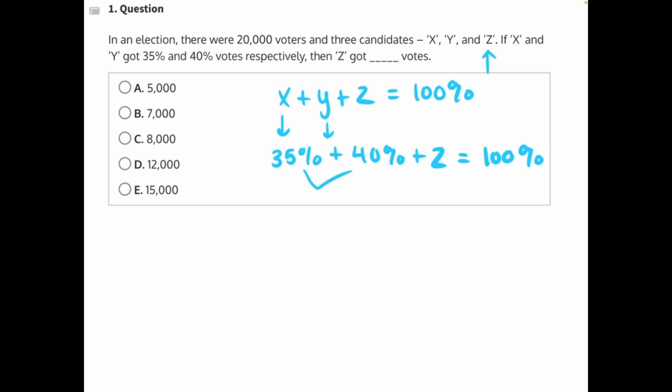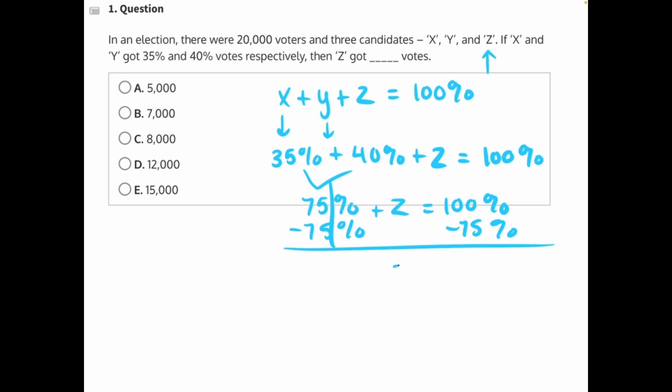35 plus 40 will give us 75%, plus Z is equal to 100%. Then we can do opposite operations and isolate Z. Subtract 75 from both sides, and we will get Z equals 25%. So 25% of our 20,000 voters voted for candidate Z. So to find the number of votes that candidate Z got, we need to take 25% of 20,000.